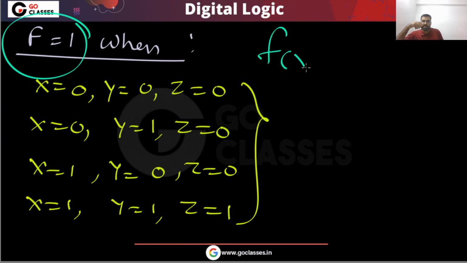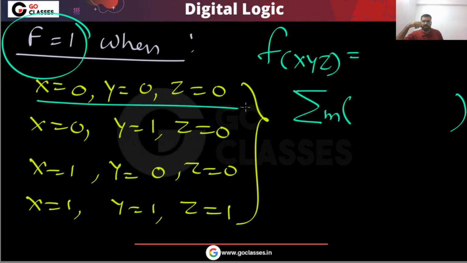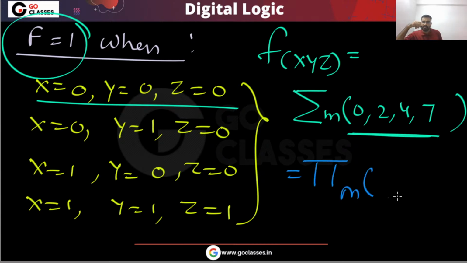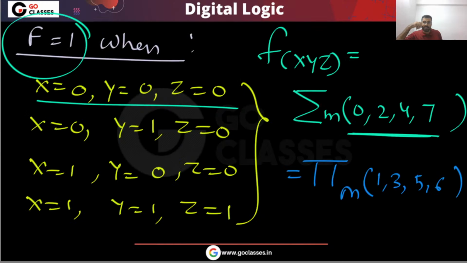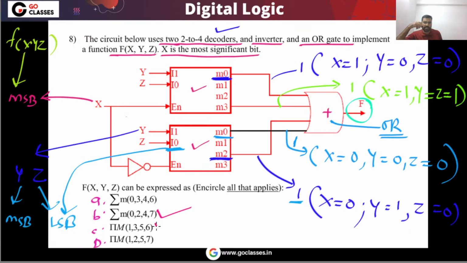So for f(x, y, z), what are the true minterms? Minterms are 0, then 2, then 4, then 7. The same expression I can also write in terms of the false maxterms, which will be 1, 3, 5, 6. So the answer will be summation 0, 2, 4, 7, and multiplication 1, 3, 5, 6.